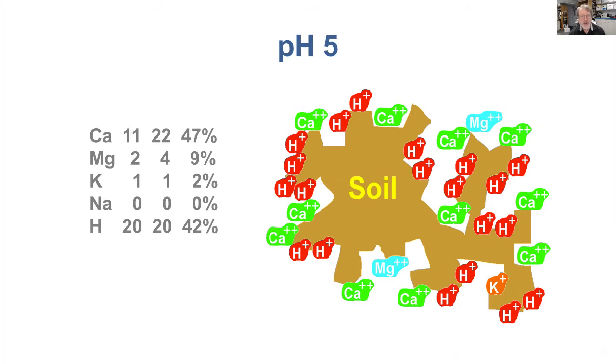And this is what happens in a low pH soil. That's why plants don't do well in them, because there are just no nutrients available. All the exchange sites are occupied by hydrogens, and all the calciums and magnesiums and the other cations are gone.